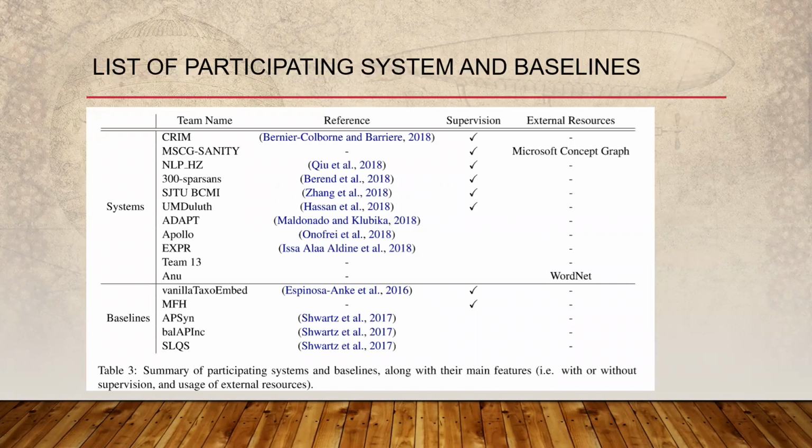Now, just some fun facts: 11 teams participated in this competition, and they submitted around 39 systems. As part of this paper, the authors have already prepared some baselines, and you can see the baseline at the bottom of the table, and whether they were supervised or not, we can find out from the supervision column. And these are the 11 teams which participated, and whether they are supervised or unsupervised is indicated here.